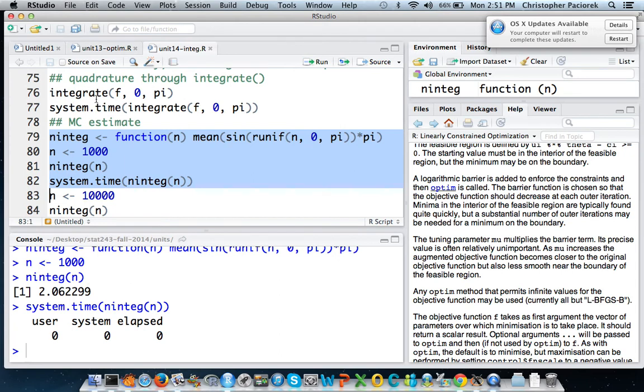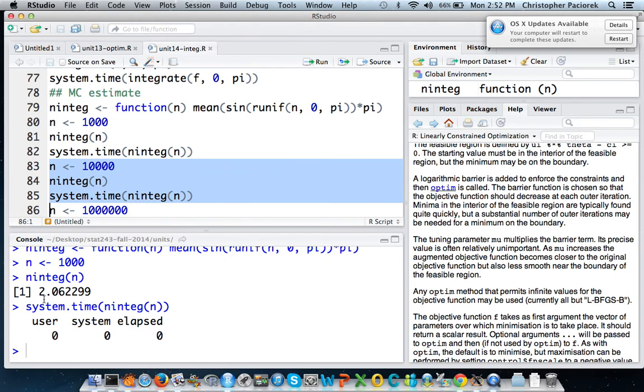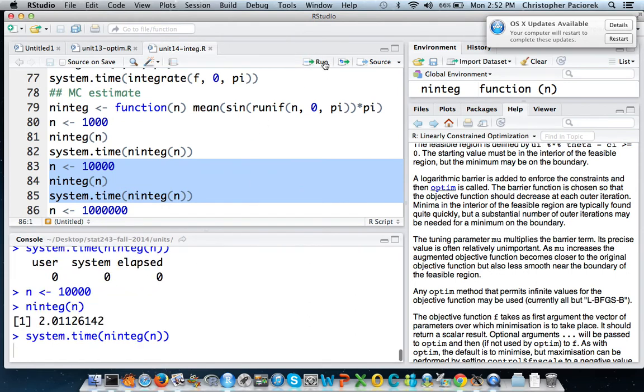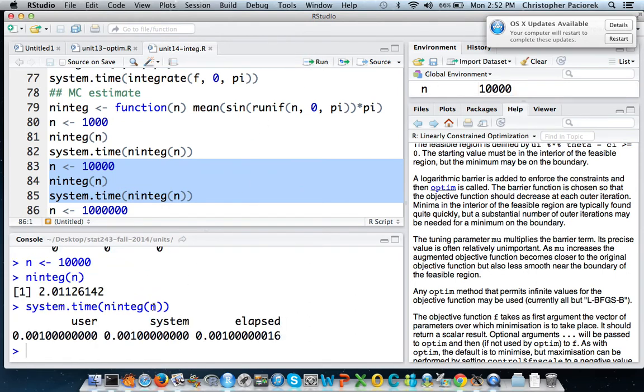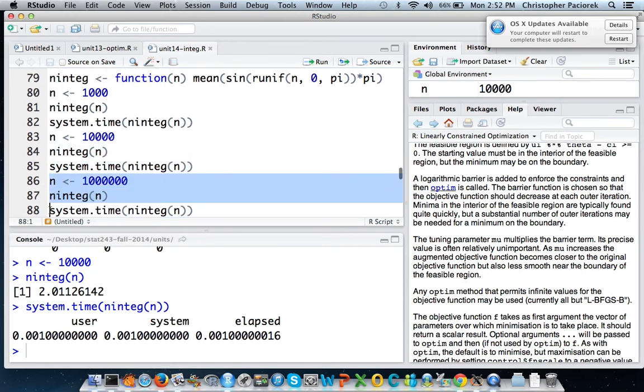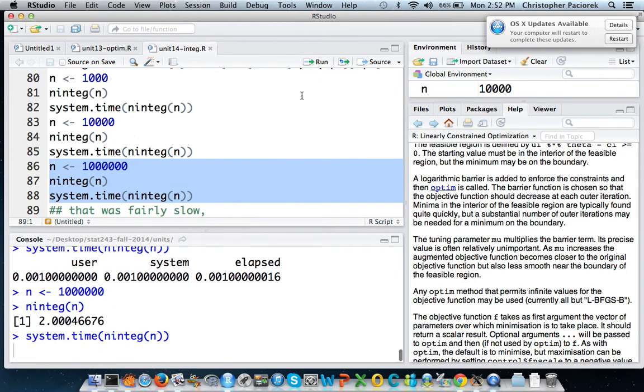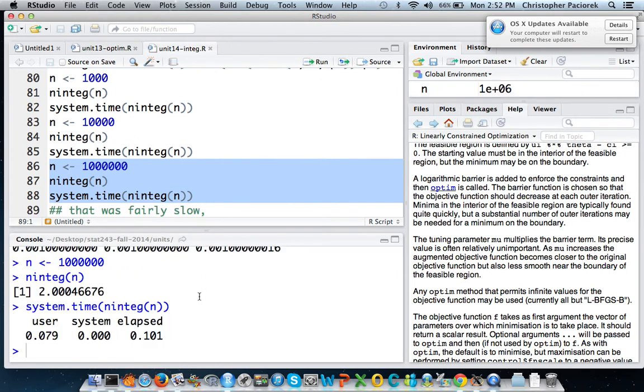So assuming we believe what we got from quadrature from calling this integrate function, that 2 was correct, and obviously we could work it out by hand and see that that's actually correct. What we see is if we only use 1,000 draws from the density, I get an answer that's 2.06, which isn't all that close to the right answer. So okay, maybe I will increase it and take 10,000 draws. And now I get 2.01, so things are getting better. I might try 1,000,000 now, and I can get a more and more accurate answer.